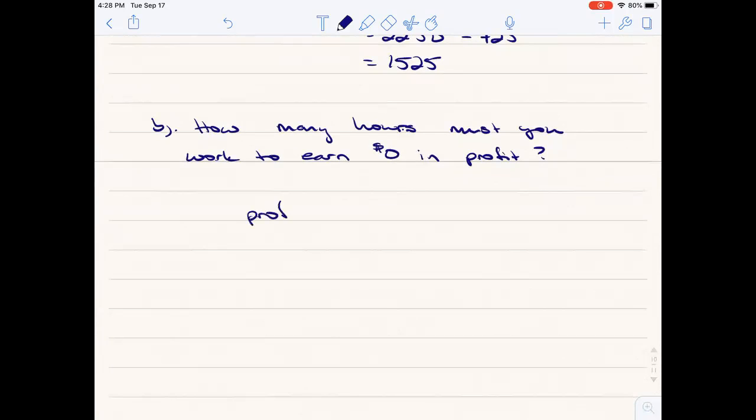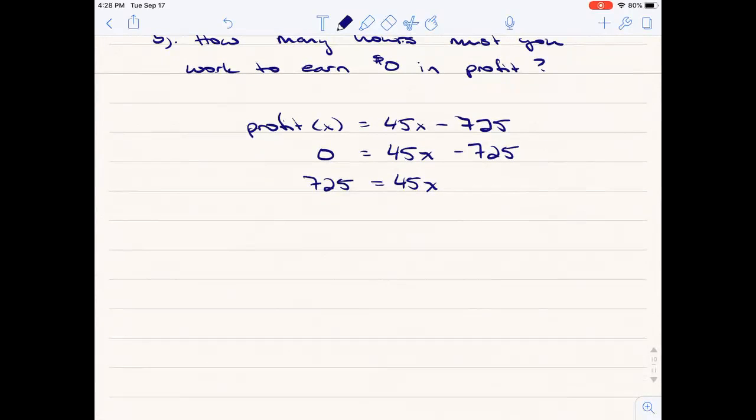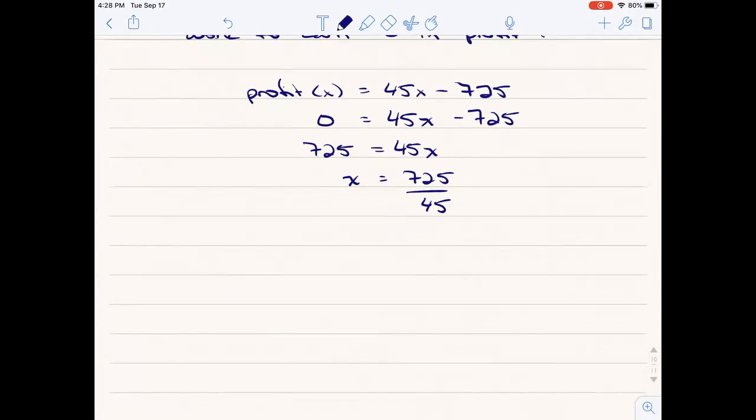And so we've got the profit of X is 45X minus 725. If we force the profit to be 0, we can solve for X, the number of hours. So now we have to solve for X, so we have to move our 725 over. So we've got 725 is 45X. Now I'm doing that switcheroo where I put my X on the other side. X is 725 divided by 45. And I get X is 16.11111, repeating.